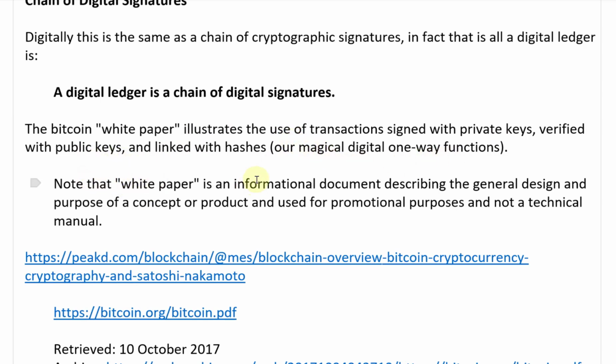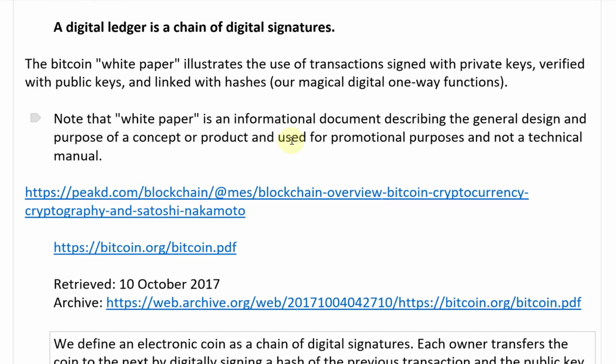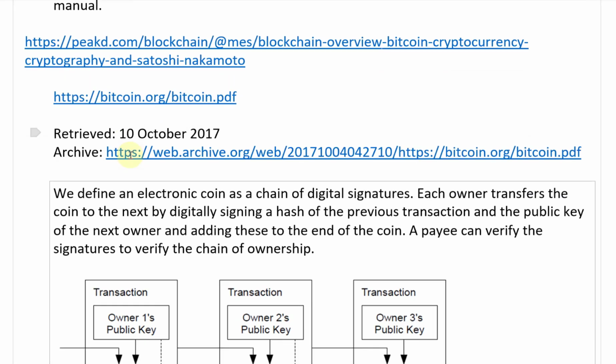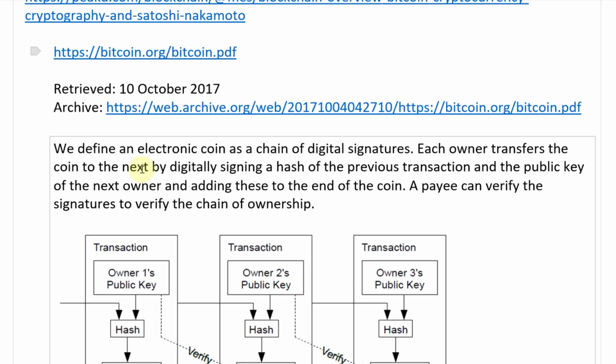Note that a, quote, white paper is an informational document describing the general design and purpose of a concept or product, used for promotional purposes and not a technical manual. Here again from my blockchain overview video. Here's from the Bitcoin white paper at bitcoin.org. This is a pretty good write-up from the Bitcoin white paper.